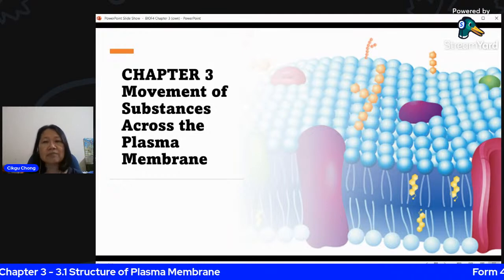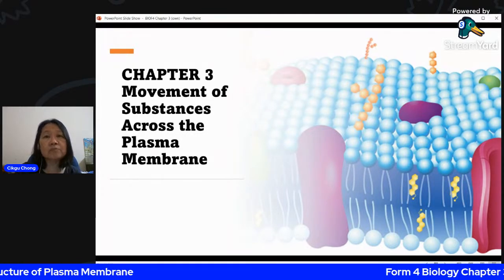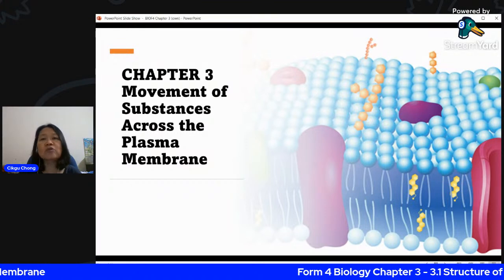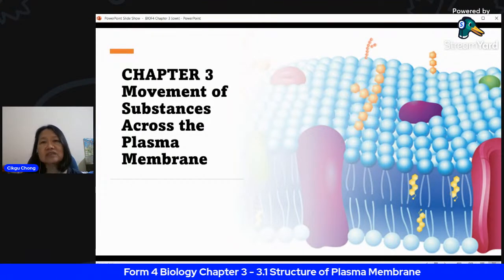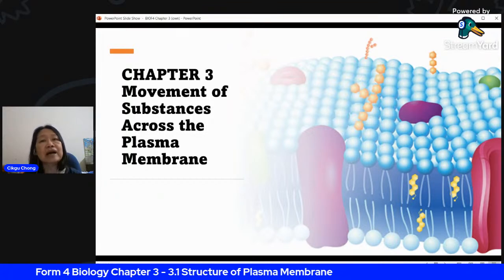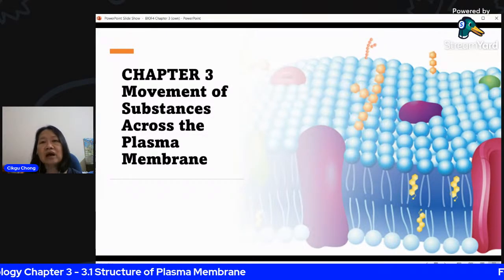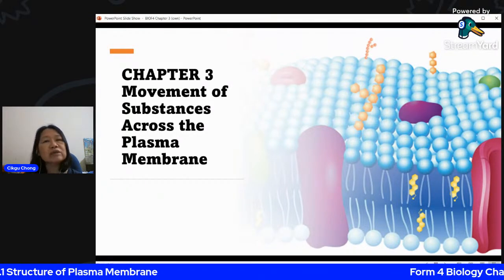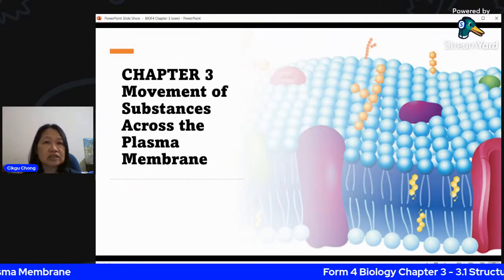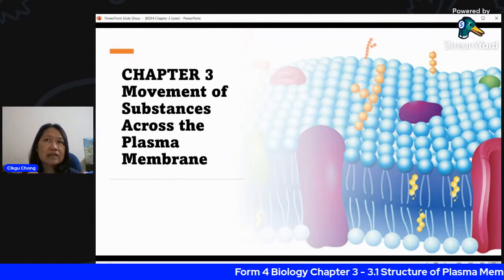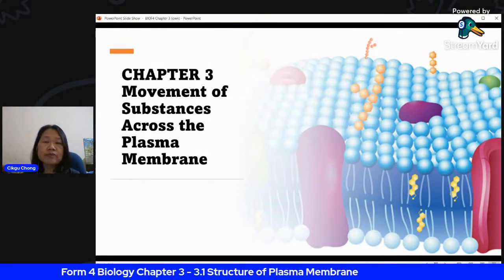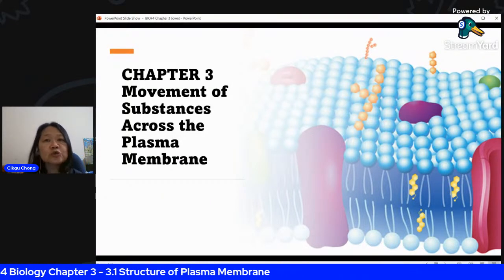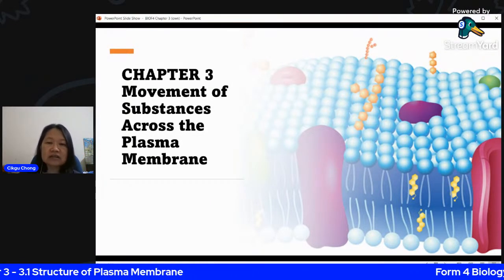Chapter 3 is one of the most important topics of Form 4, aside from all the other chapters about the physiology of the human body and so on. This is the basic thing about biology that you need to know: how the plasma membrane is constructed, and what are the structures in the plasma membrane that allow movement of substances into and out of the cell. So let's start now.